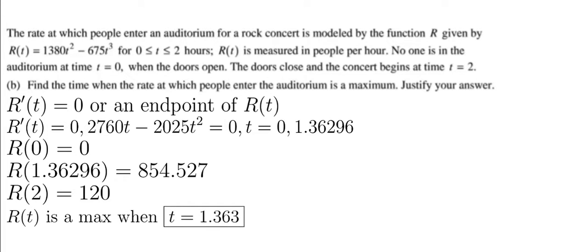so the rate at which people enter the auditorium, or r of t, is a maximum when t is roughly equal to 1.363, which is rounded to 3 decimal places since on the AP test we round to the nearest thousandth place.